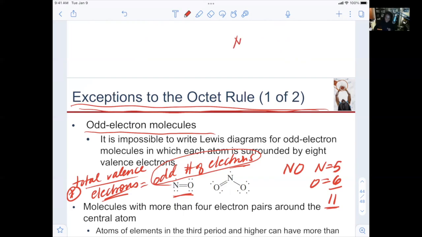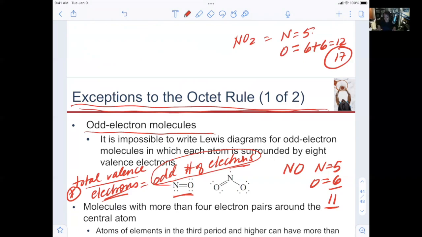What about NO2? Let's see over here. Nitrogen has 5 electrons. Each oxygen has 6 electrons. 6 plus 6 makes 12. When you add these two, what do you get? 17. So no matter what, NO2 will not obey the octet rule.